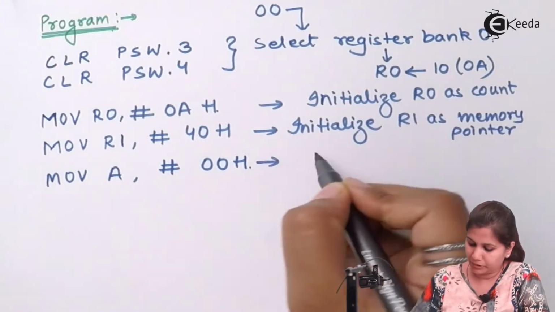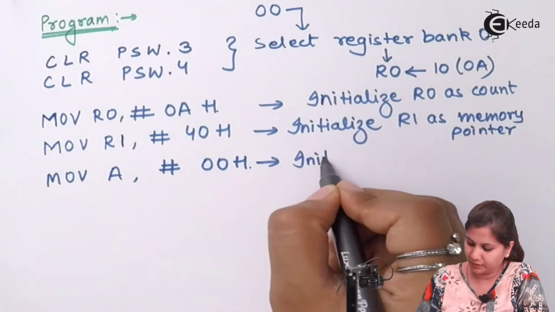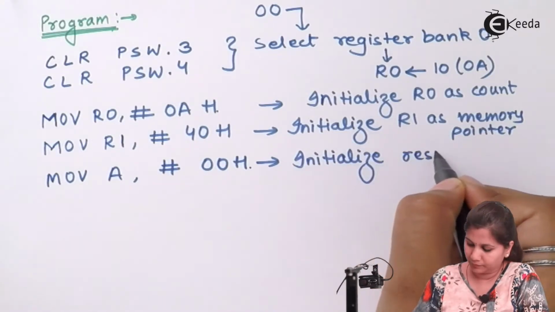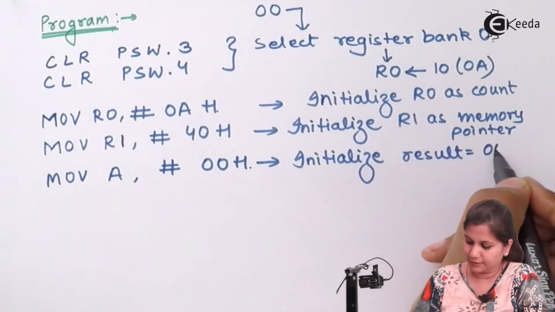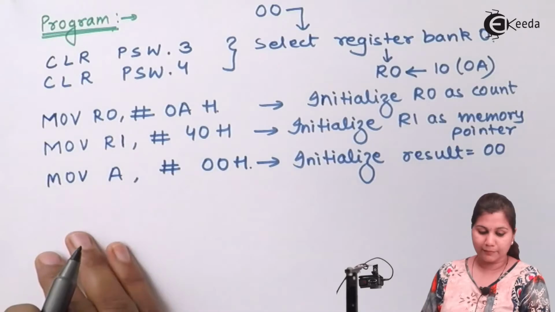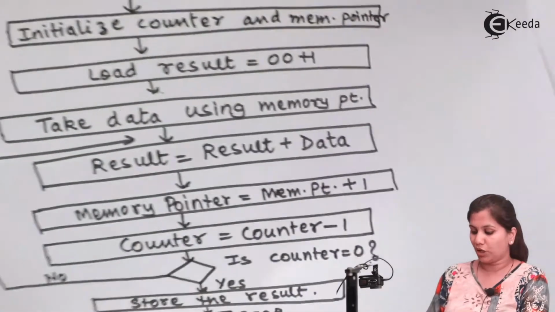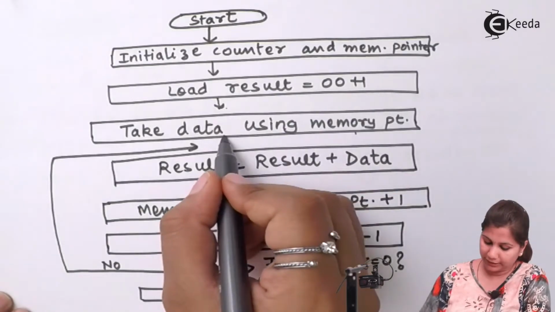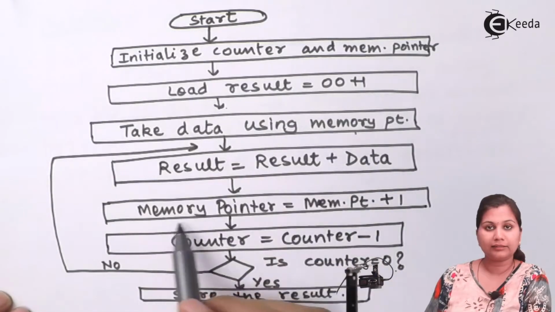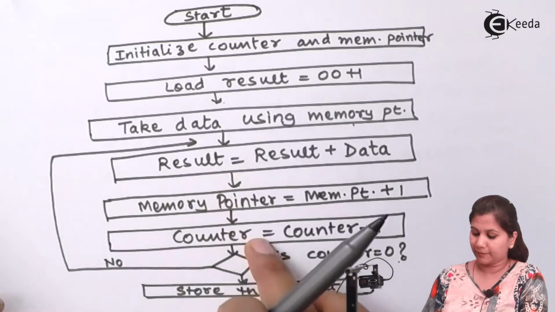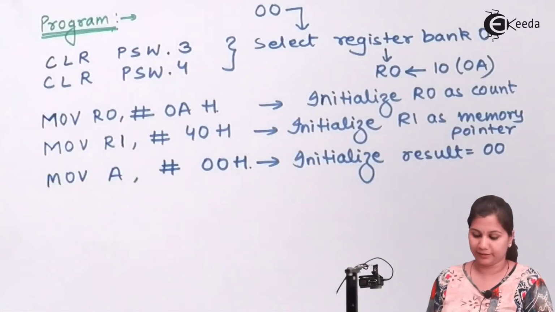And this step is to initialize the result as 0, 0. Now, next steps, because we know in the flow chart, up till this we have done. After that, we have to add the data. Okay, and these three steps are to be repeated again and again.